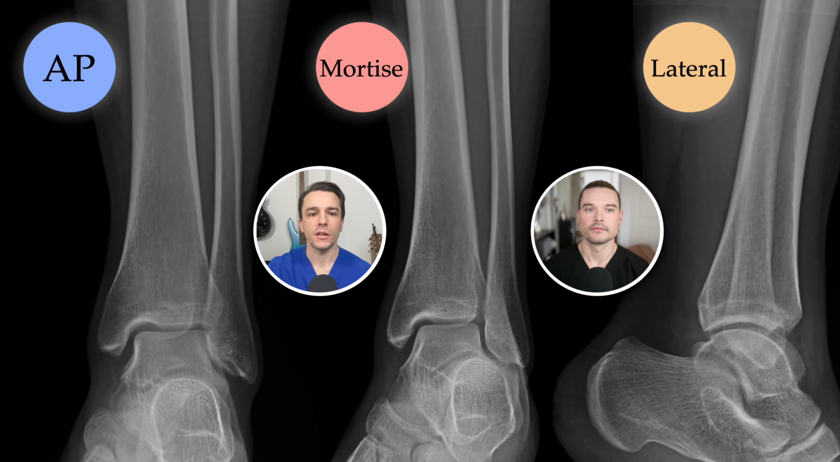Our AP is on the left. Our mortise, we're going to have our ankle in 15 to 20 degrees of internal rotation to open up that lateral clear space a little bit more than the AP. And if you have an adequate space around the entire mortise or ankle joint, then that is an adequate mortise view. And the lateral, which should have the plafond or the bottom of the tibia well aligned with the dome of the talus.